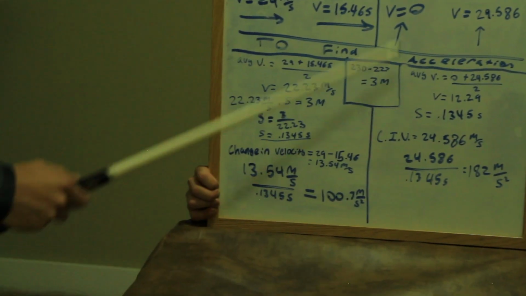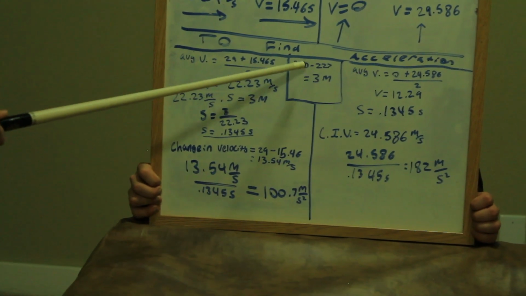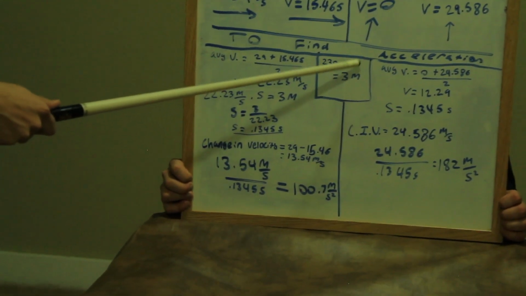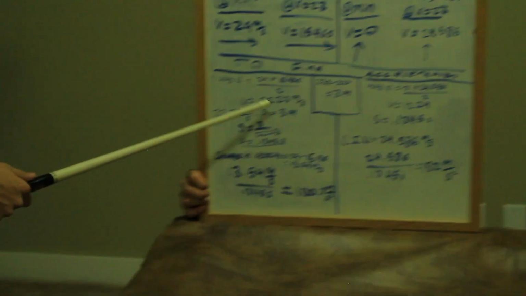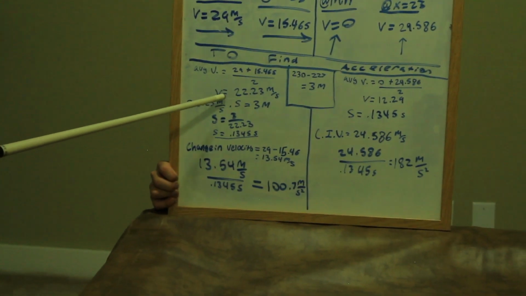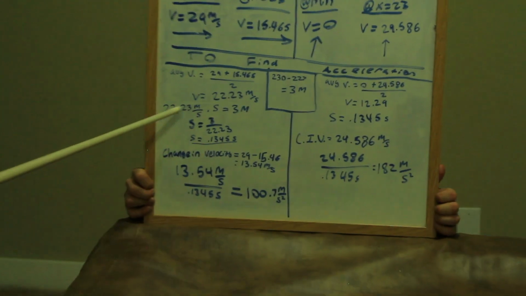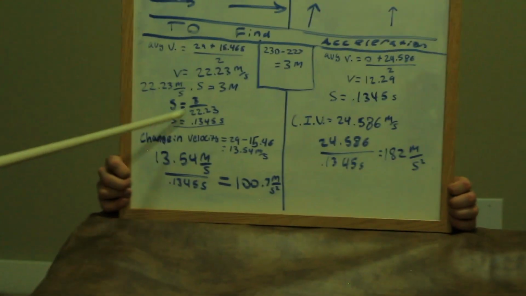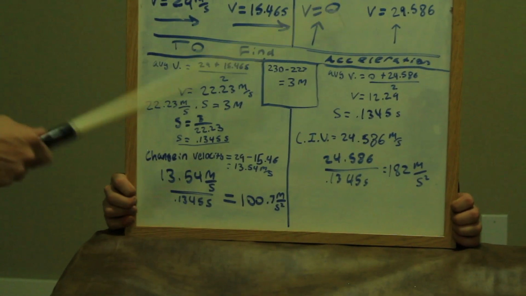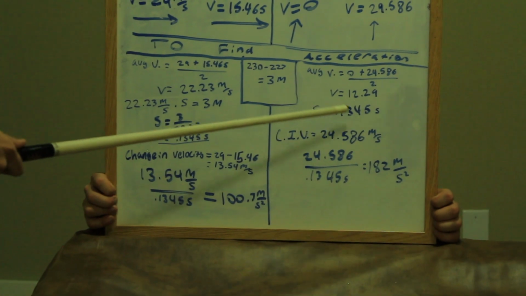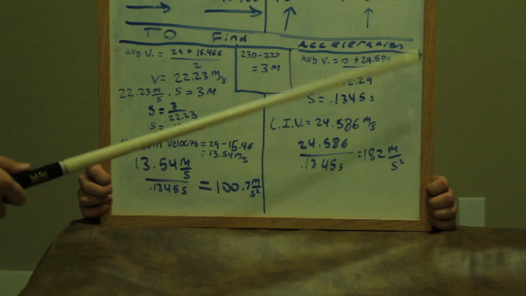So to find the seconds, we have to know that the distance that the coaster travels is 3 meters because it is 230 minus 227, because the unit of the coaster is 10 meters. So 22.23 meters per second times however many seconds is going to give us that 3 meters. So we divide 22.23 from both sides and find that seconds is 0.1345 seconds. And in the vertical component, the seconds is going to be the same because it's the same coaster traveling on the same track.